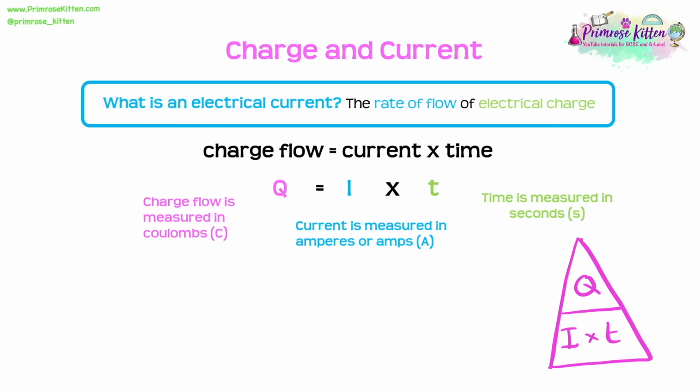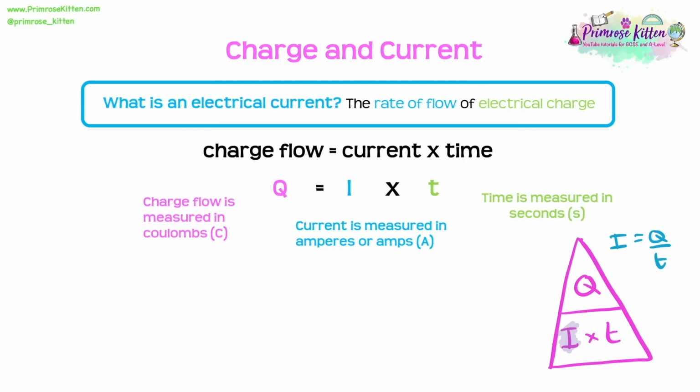So if you do struggle with the algebra, this can be really helpful for rearranging the equations, say if we needed to find current. So the bit which is times together always goes on the bottom of a triangle. So we've got Q on the top, I times T on the bottom. And if we wanted to get I, all we'd need to do is cover the I with our finger and we can see Q over T. And so that's it. So the current is equal to Q over T.